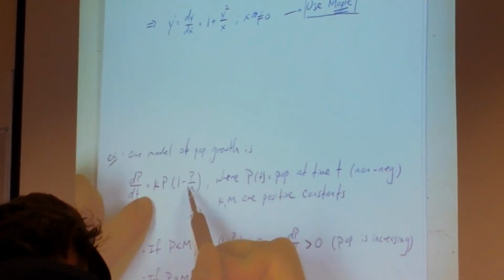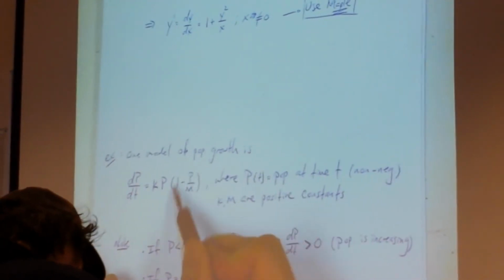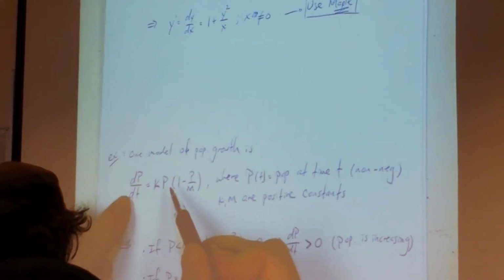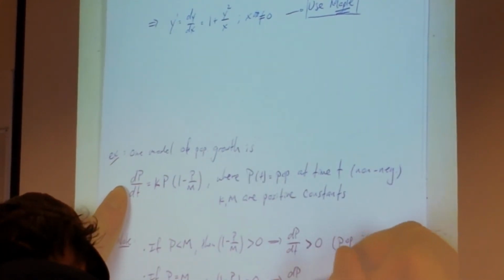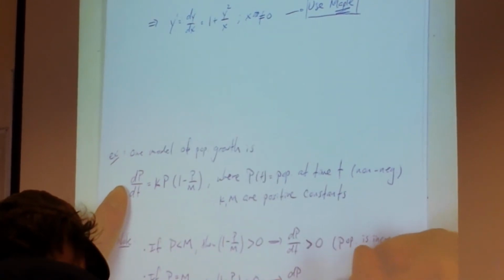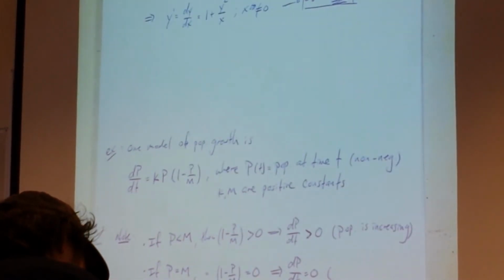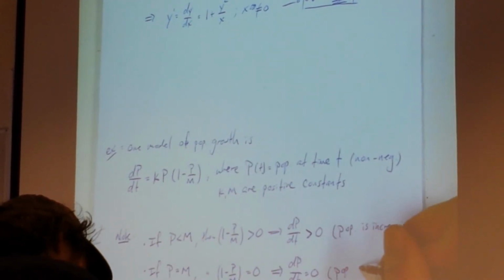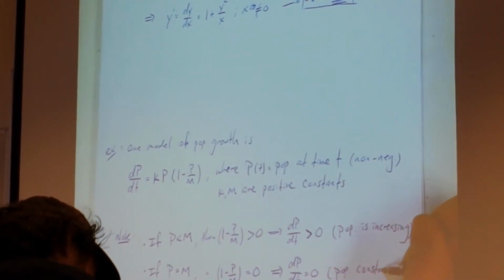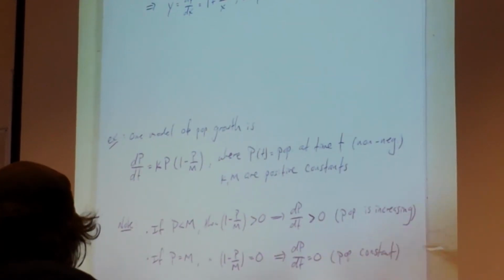All right, and if I get a 0 out of that factor, then the rest of it is 0. That says dP/dt equals 0, right? And what does that mean? No growth. So the population would be constant. No growth, increase or decrease.